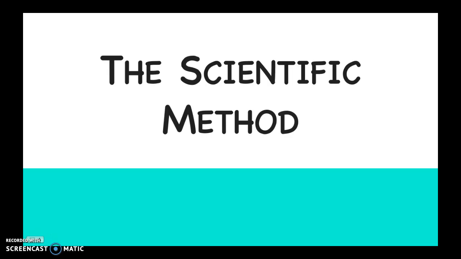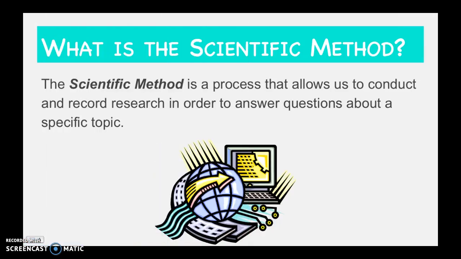So let's start with the important question. What is the scientific method? The scientific method is a process that allows us to conduct and record research in order to answer questions about a specific topic. In other words, it is a process that is used to find answers to questions about the world around us. It can be used for any type of science, including nature, chemistry, or physics. So feel free to pause the video and write down this definition because you're going to need it in the future.